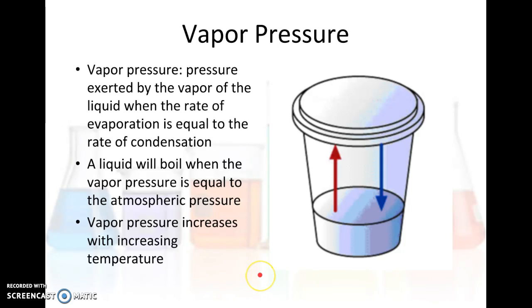Anyway, vapor pressure. We've talked about vapor pressure. Think about having tea. There's always a little bit of steam on top of your tea because it's hot, because those molecules have a lot of energy. And vapor pressure is a measurement of that pressure, and it's in equilibrium. The rate of evaporation is equal to the rate of condensation, so it's becoming gas at the same rate as the gas is becoming liquid. And a liquid will boil when the vapor pressure is equal to the atmospheric pressure, usually about 1 atmosphere. Vapor pressure increases with increasing temperature.